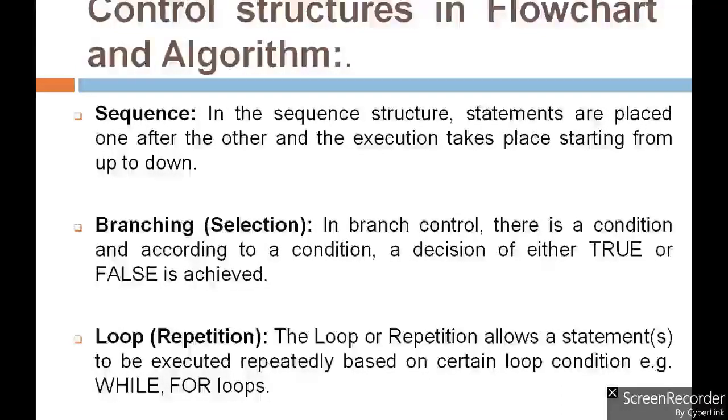The second control structure is selection, or we can say it is branching. In branching control, there is a condition, and according to that condition, whether it is true or false, we go and execute the statements written in the true or false part. So it is known as a branching or selection control structure. And the third one is a loop or repetition. That means the loop or repetition allows statements to be executed repeatedly based on a certain loop condition. For example, while loop, for loop, etc. That we will discuss in C programming.